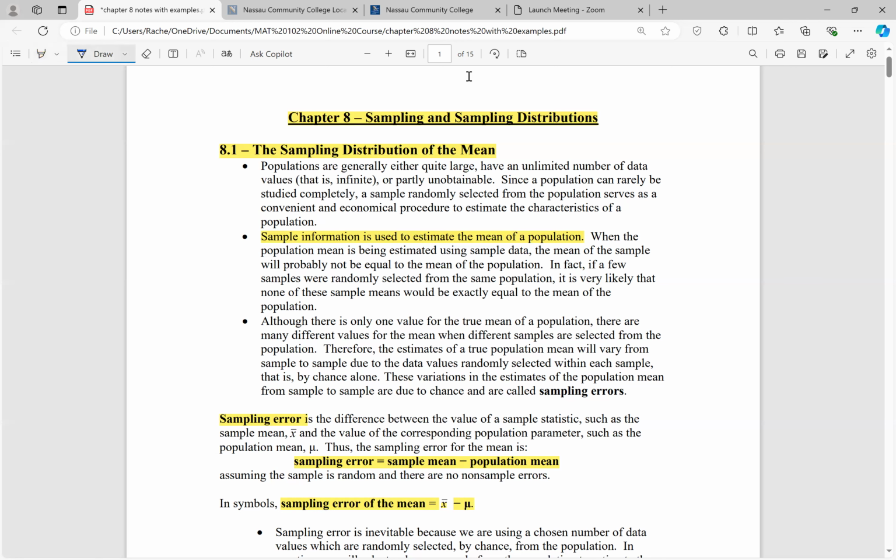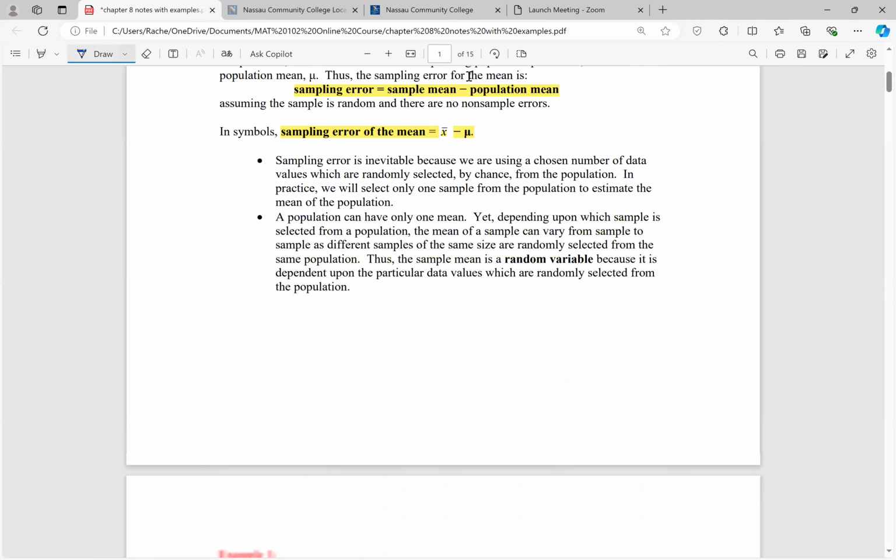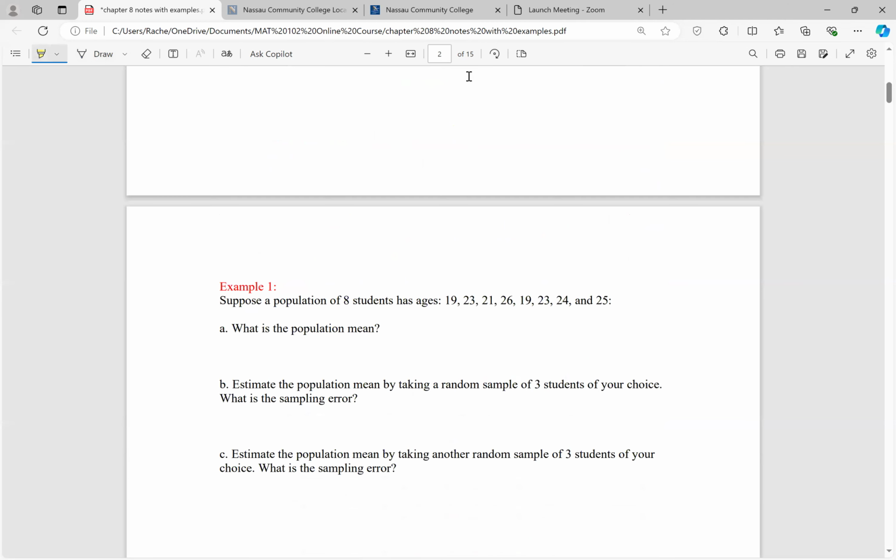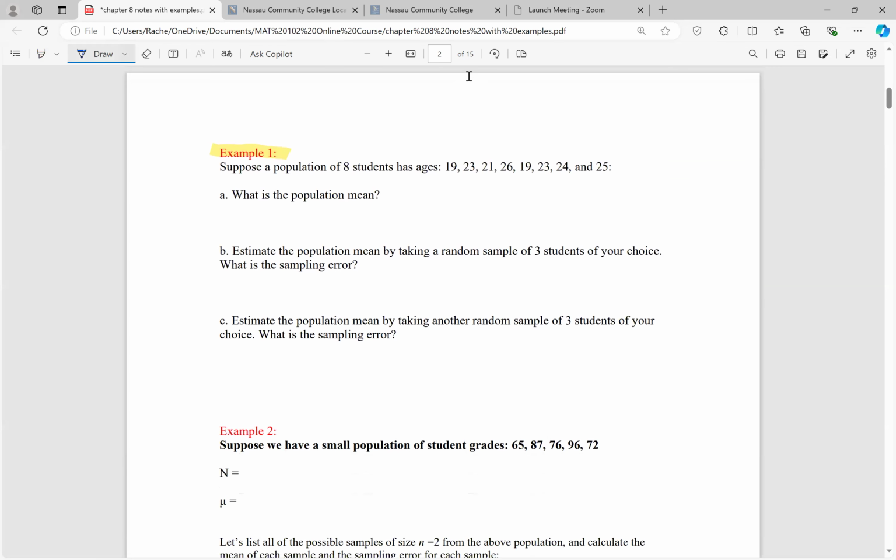So let's do an example. I want to show you an example of what I mean. So let's look at example 1. It says, suppose a population of 8 students has the following ages: 19, 23, 21, 26, 19, 23, 24, and 25. I want you to calculate the population mean.